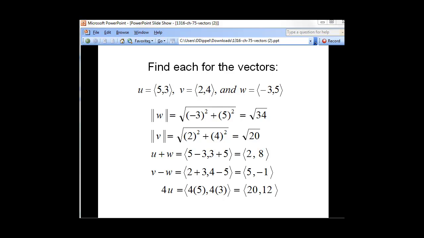So those are the operations we deal with vectors. We can add, subtract, multiply by a scalar, and find the norm or the magnitude, how long the vector is. So that's the operations we're going to be dealing with vectors in section 5.